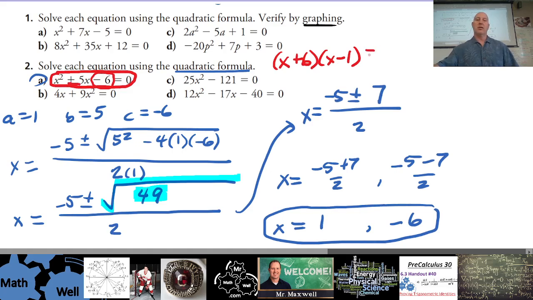So these are the factors, which means that x equals negative 6 here and x equals positive 1. So this one, they work both ways. If you can factor it, then you can solve for the roots by factoring. This asks you to use the quadratic formula, so that's why we're practicing that.